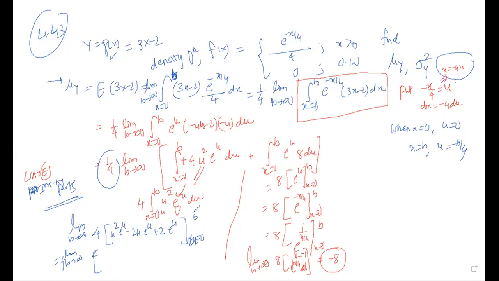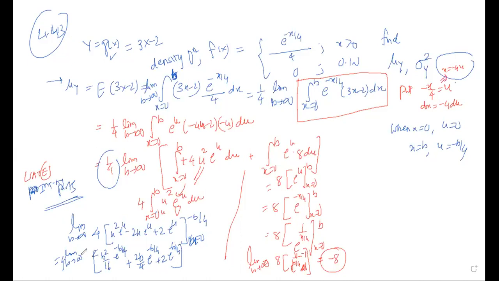So this is u equal to 0 to negative b by 4. If you replace this one, so negative b by 4, that is equal to b square by 16, and e to the power u is e to the power negative b by 4, minus 2u, that is equal to negative b by 4, positive b by 4, and e to the power u, that is equal to negative b by 4, and plus 2, and e to the power u, that is equal to e to the power negative b by 4.